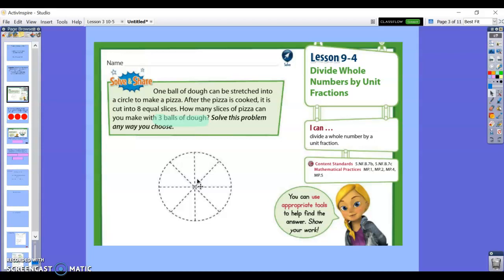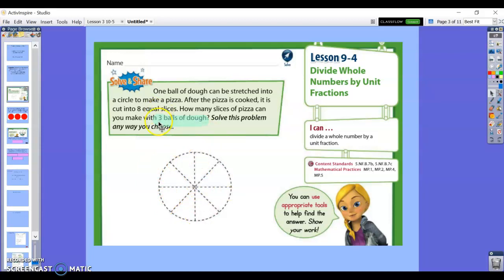Now thinking back to last year, we learned about something called unit fractions. A unit fraction is one piece of the whole. So if I were to eat this piece of pizza here, this piece would be 1/8 of the whole. It doesn't matter what piece I take, they're all 1/8 of the whole. So looking here, I have one ball of dough split into 8 equal slices.